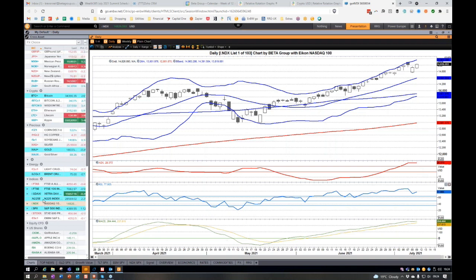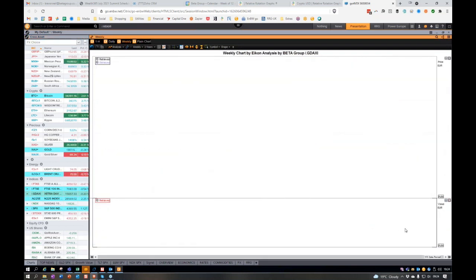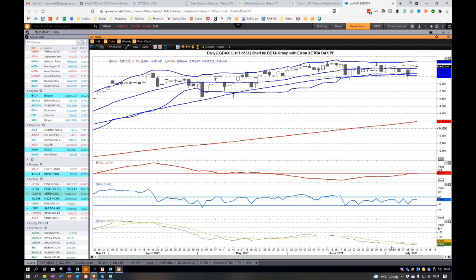Let's go to the German 30, and here we've got a rather flat pattern. Let's go to the weekly firstly. The MACD is negative in this. It's not bullish at all. It's turned negative. The daily MACD is also negative, and the ADX is only 20. The Nasdaq is 28. It's a very weak trend.